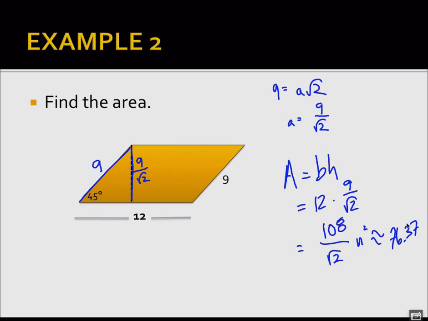What's the perimeter of that parallelogram? 42. 12 plus 12 plus 9 plus 9.